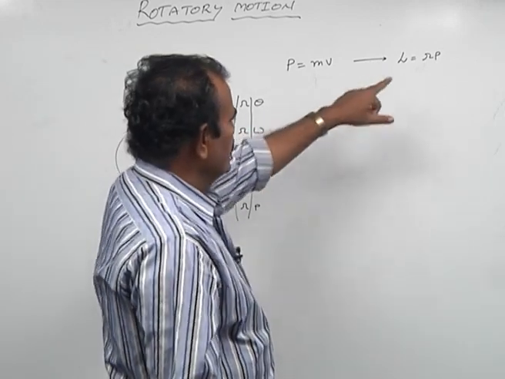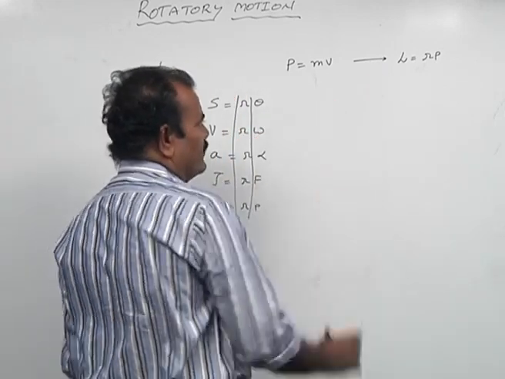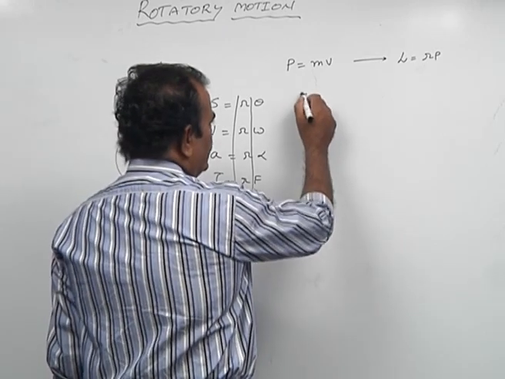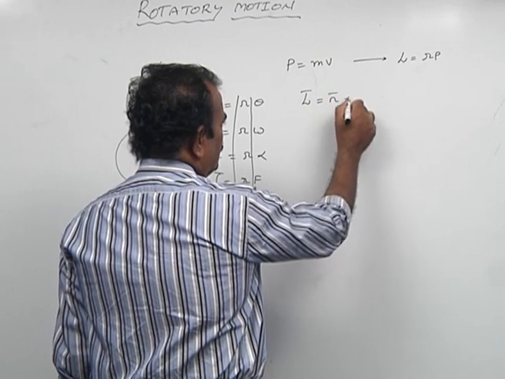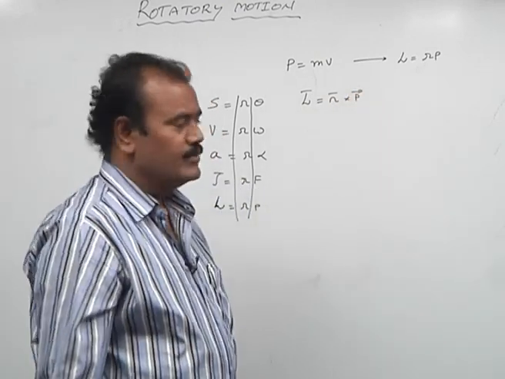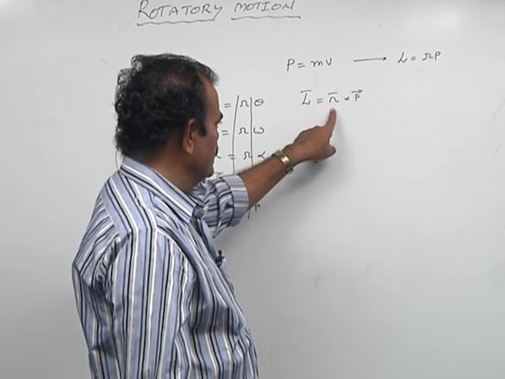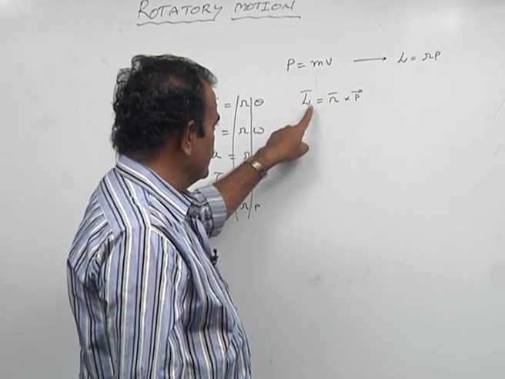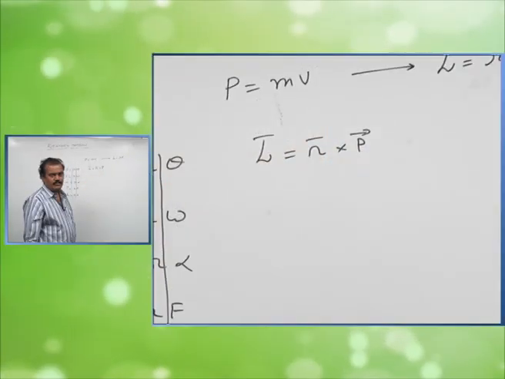Now L is equal to Rp, the moment of momentum, and vectorially it is indicated by L bar is equal to R bar cross P bar. It doesn't obey the commutative law. That's why you should not change the order like this. It cannot be written as P bar cross R bar. It has to be written only as L bar is equal to R bar cross P bar.